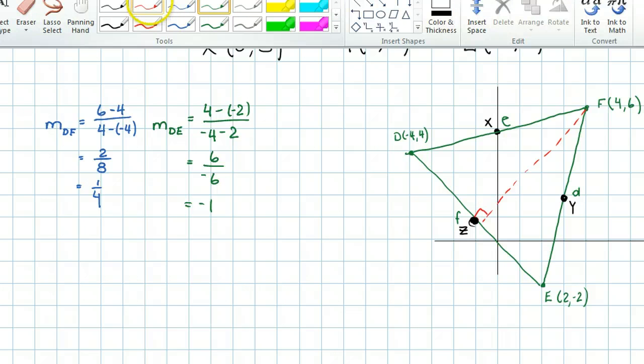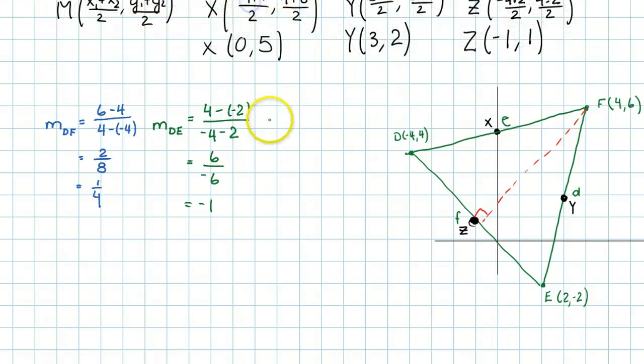And now let's do the slope of EF. So that's going to be 6 minus minus 2 over 4 minus 2. And I should get a positive slope here, so we see we get 8 over 2, which is going to give me 4 over 1. So let's check. 1, 2, 1, 2, 3, 4, 5, 6, 7, 8.